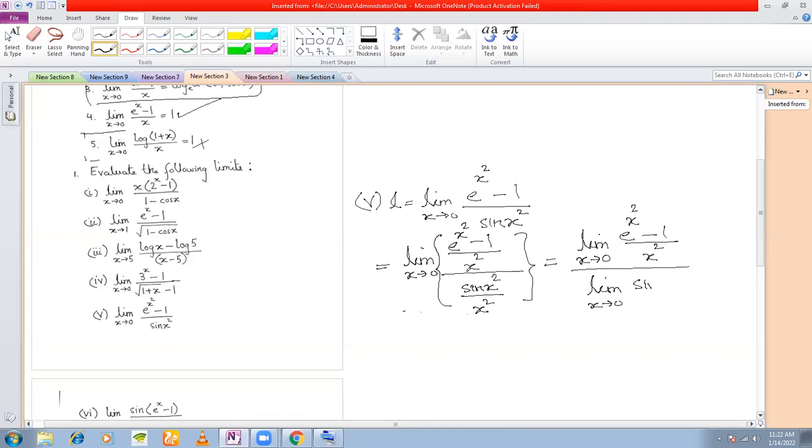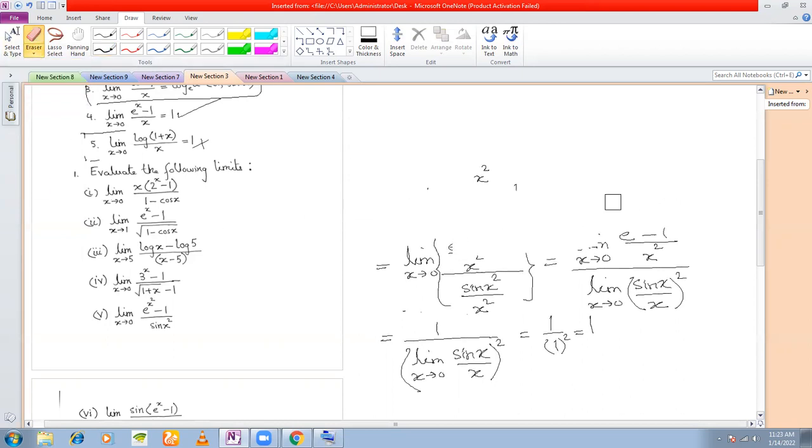The sine x square by x square can be written as sine x by x square, which is equal to, now in the numerator, this is a standard limit, so this becomes 1. And in the denominator, the limit can now enter the power. You simply get 1 by 1 square, which is equal to 1.